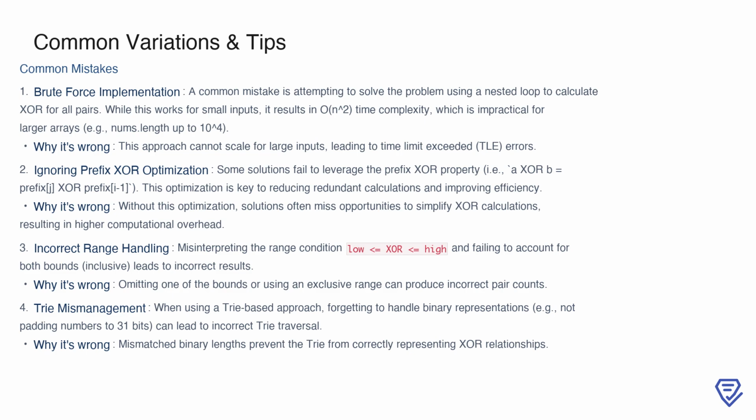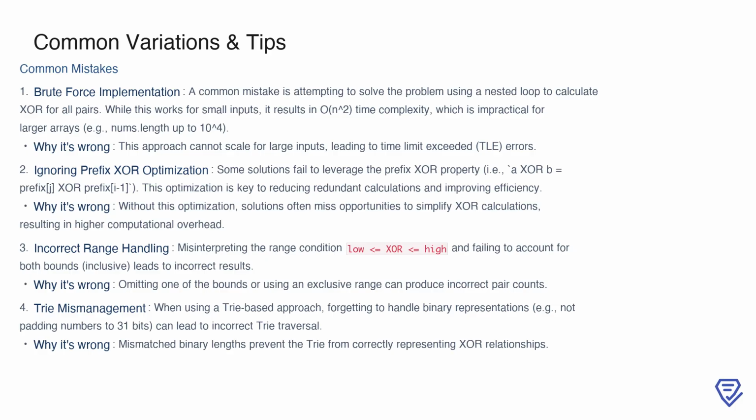Without leveraging this, solutions often end up with unnecessary computational overhead. Another pitfall is misunderstanding the range condition, where the XOR value must satisfy low less than or equal to XOR less than or equal to high. Misinterpreting this and neglecting either bound, or using an exclusive range, leads to incorrect pair counts.